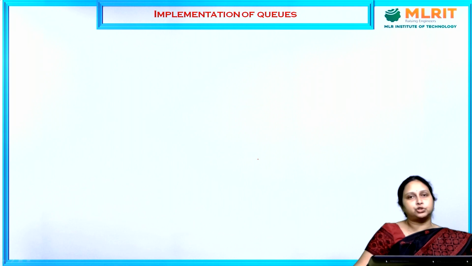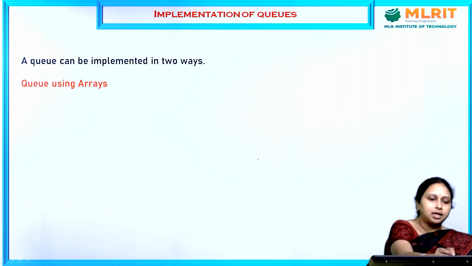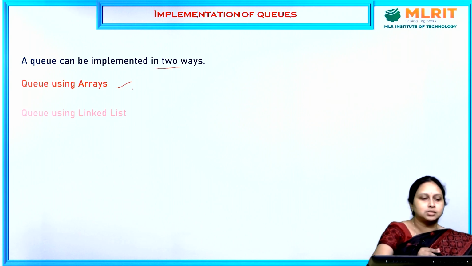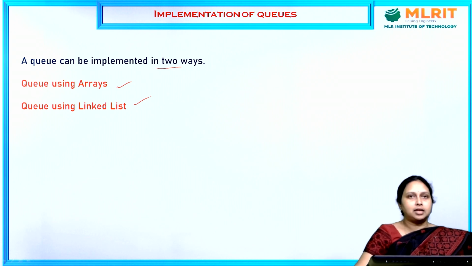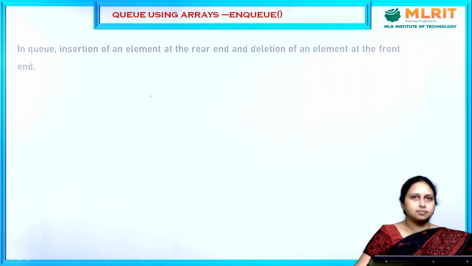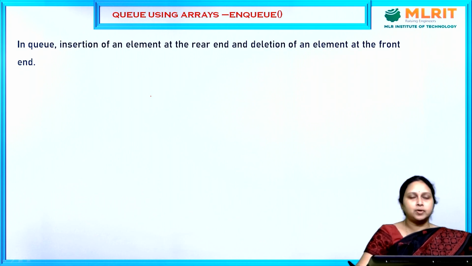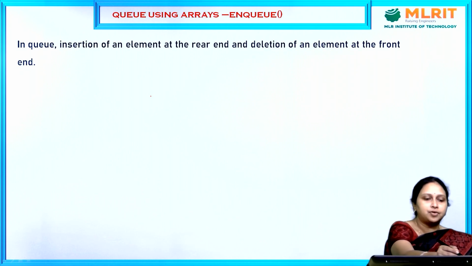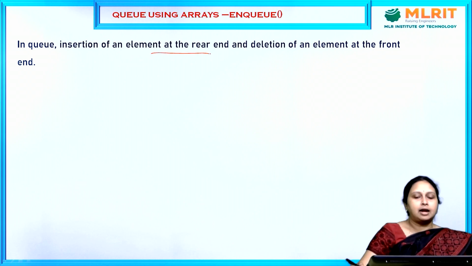And implementation of queues. A queue can be implemented in two ways mainly. One is queue using arrays and another one is queue using linked lists. Two ways we can implement the queues. The first one we will be seeing is queue using arrays. Let us consider what is a queue. We have discussed insertion of an element at the rear end and deletion of an element at the front end is nothing but a queue. And let us see the procedure for performing enqueue operation. Enqueue is nothing but inserting an element into the queue.